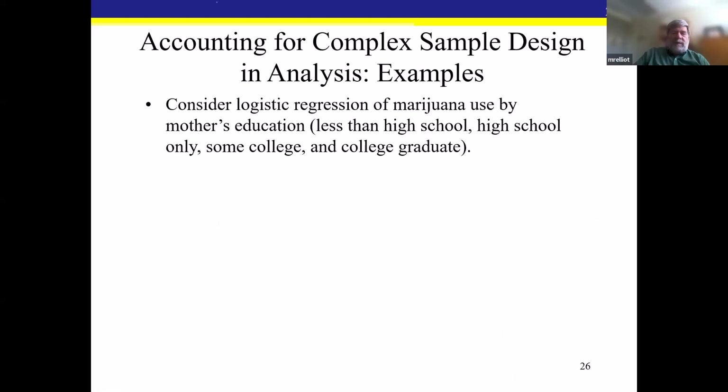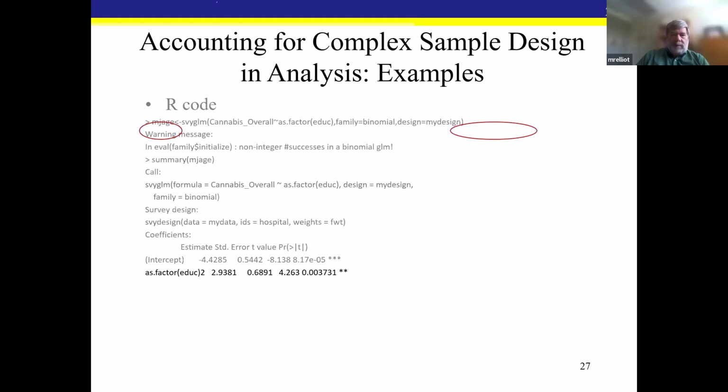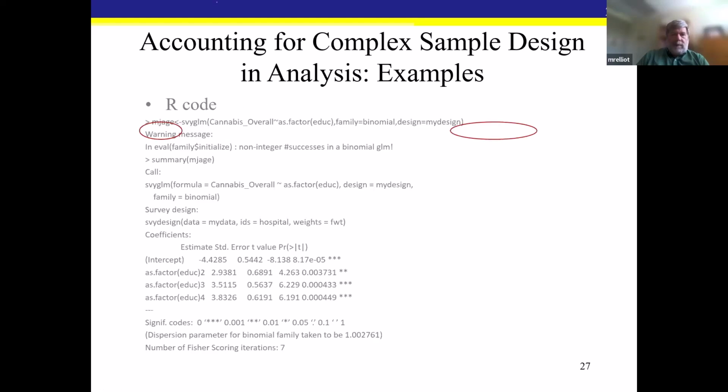So just to do a second example using the same outcome, very simplistic, just a logistic regression of marijuana use by mother's education. Here I just use 4 categories: less than high school, high school, some college, and college graduate. Here's my R code.